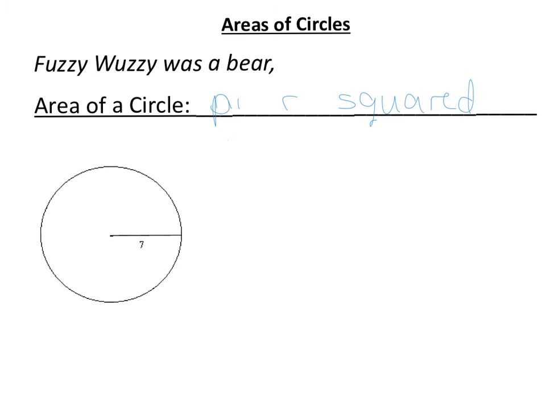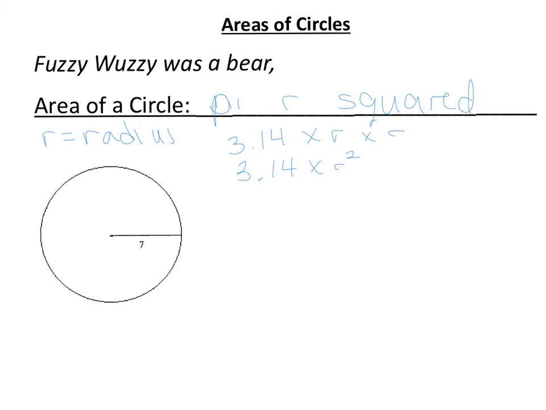What this means is 3.14 times r, or 3.14 times r squared, in which r is the radius. It has to be the radius. With circumference, you could do diameter. With area, you cannot. It has to be the radius.